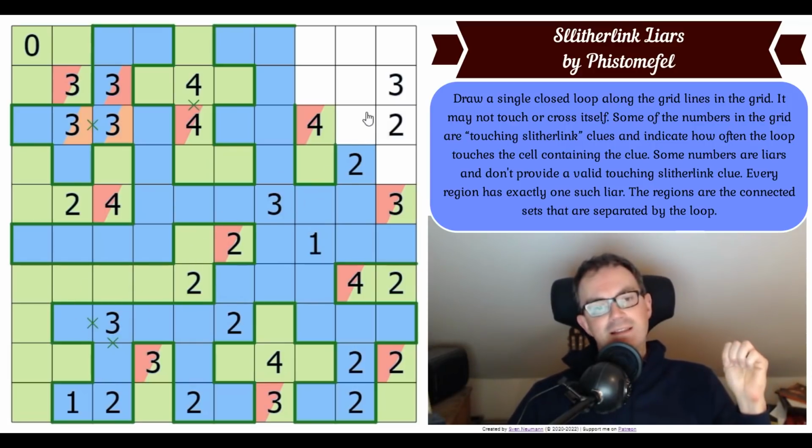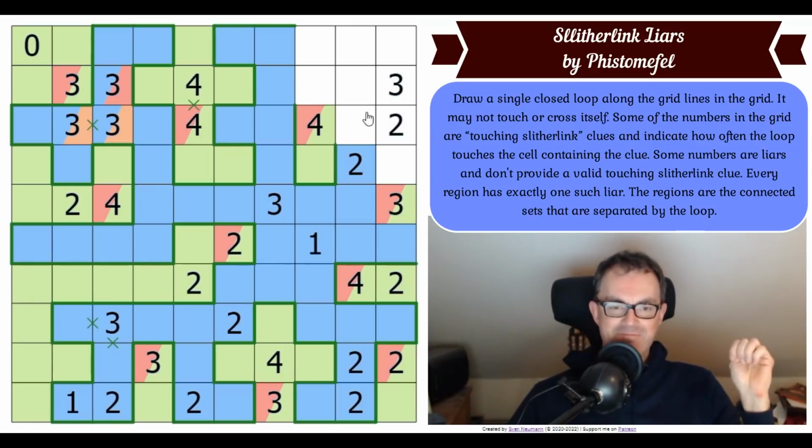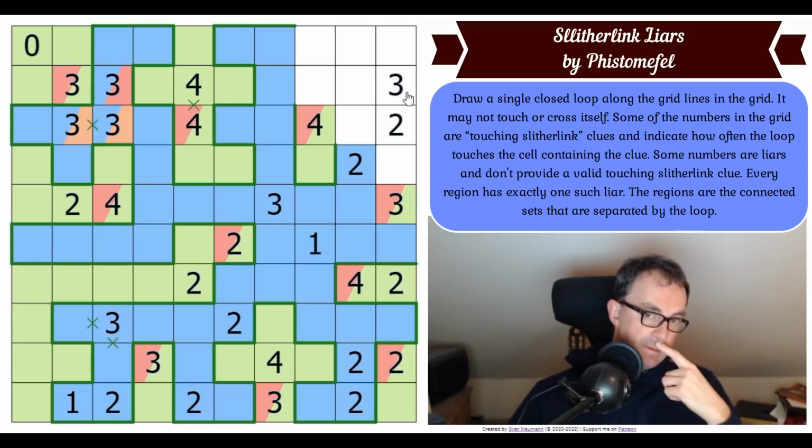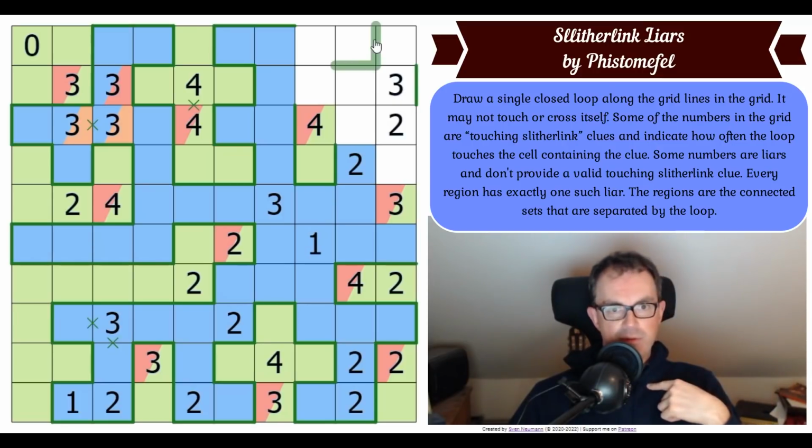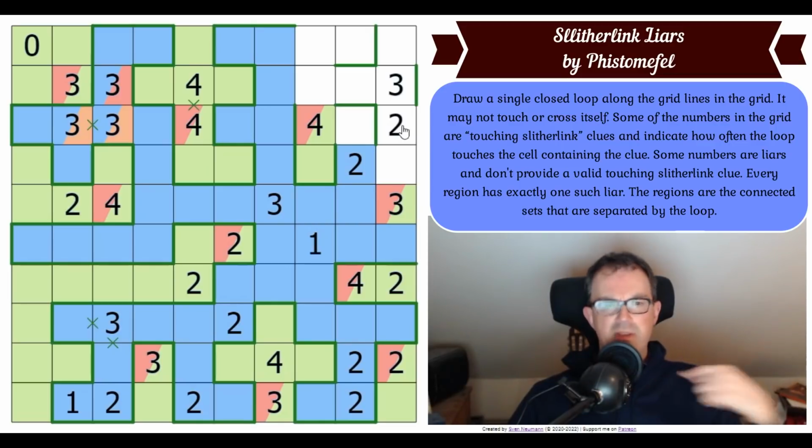So let's think about the 3. If it's in the loop, I've got to draw that, that, and that. Why is that broken? That would be green, that would be green, that would be green, and that would be green. And that would be in the loop. I think that works. I'm not sure that doesn't work.